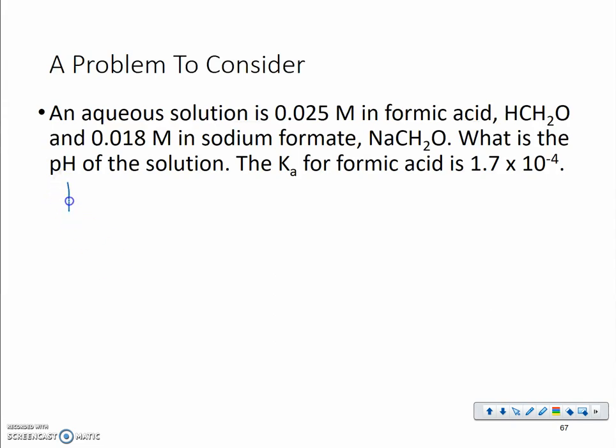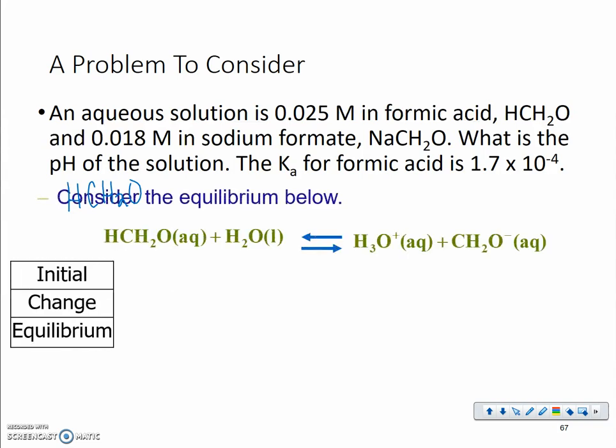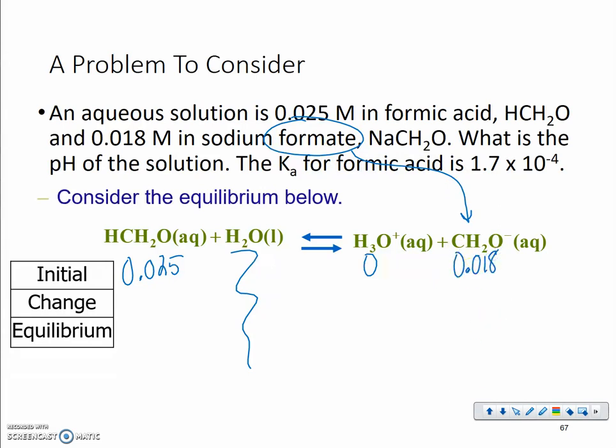HCHO2, then our reaction is here. It with water is going to form H3O plus and then your formate. So initially we have 0.025. Initially don't care about water. Initially 0. But then now we are adding sodium formate, which is going to be that ion extra. So we're going to have initially some extra amount, 0.018.